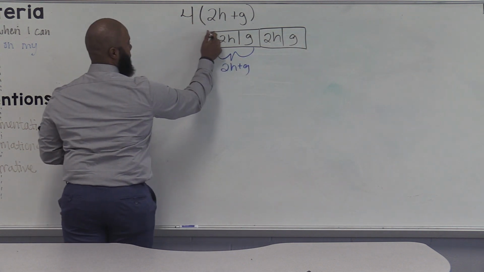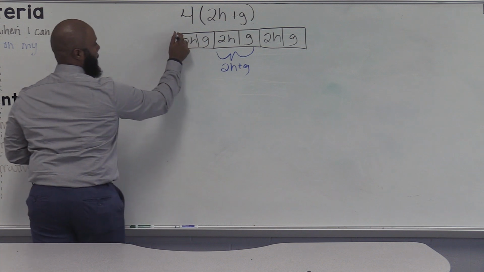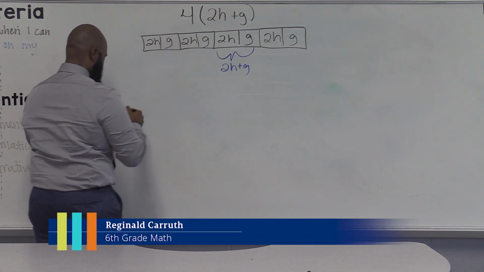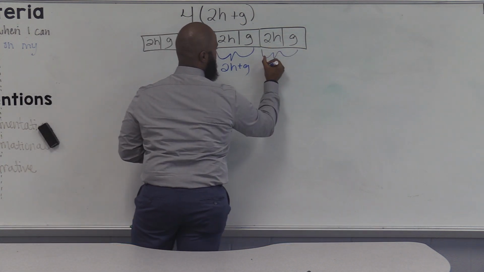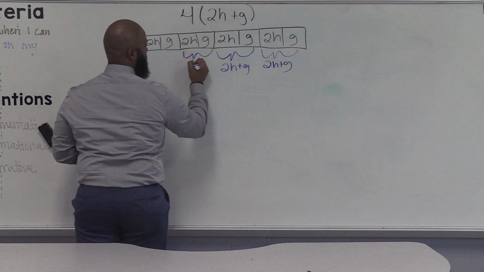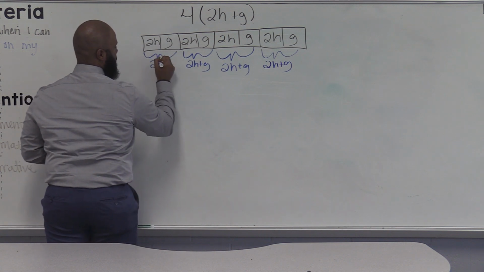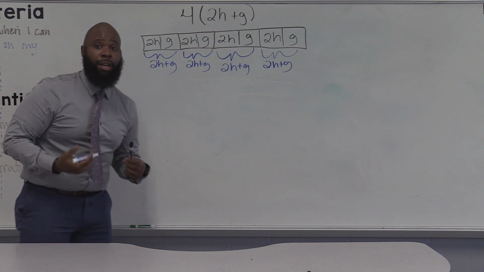2h plus g, 2h plus g, 2h plus g. So this part represents 2h plus g. This part represents 2h plus g. And this part represents 2h plus g. Now I can start rearranging so I can combine my like terms.